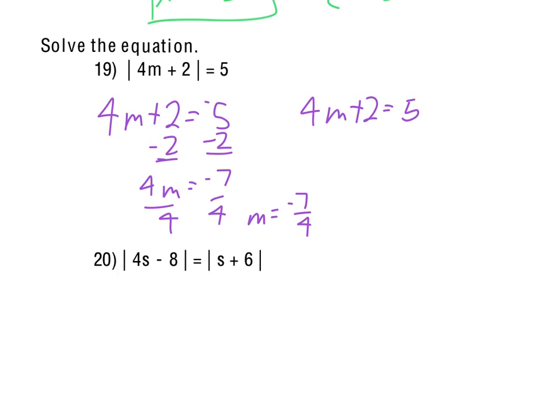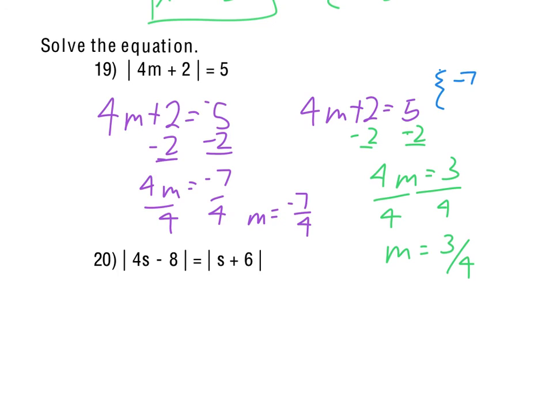I would be okay with the decimal there because it's a nice terminating decimal, but at the same time you don't really need it. Subtract 2 from both sides here, we get 4m equals 3. Divide by 4, we get m equals 3/4. So there are the two solutions. Again, if you wanted to put it in set notation, it would just look like this. We'd have negative 7/4 and 3/4. And there we go.